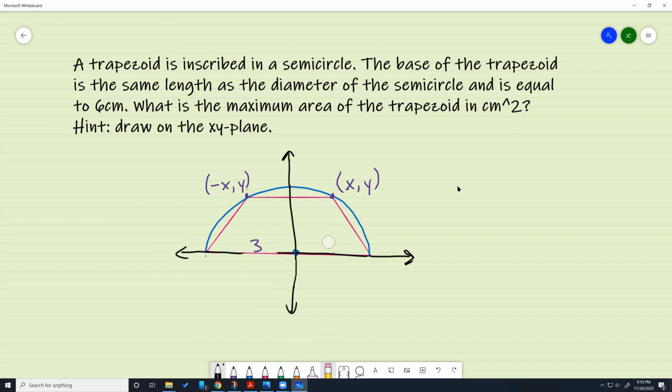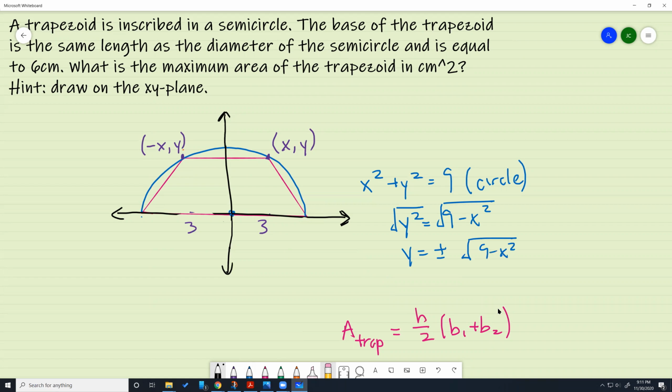Before I move on, I should do something as well. Let me figure out the equation for the top half of the circle. The way to do that is to get y by itself. I'm going to subtract x squared to the other side, square root both sides. Normally, you would have plus and minus, but we only want the top half, so we remove the negative sign, which just leaves the positive half of it. Now we can work on the area of the trapezoid.